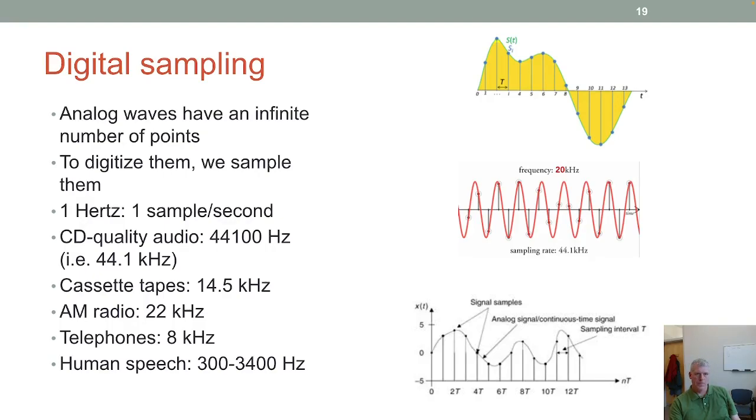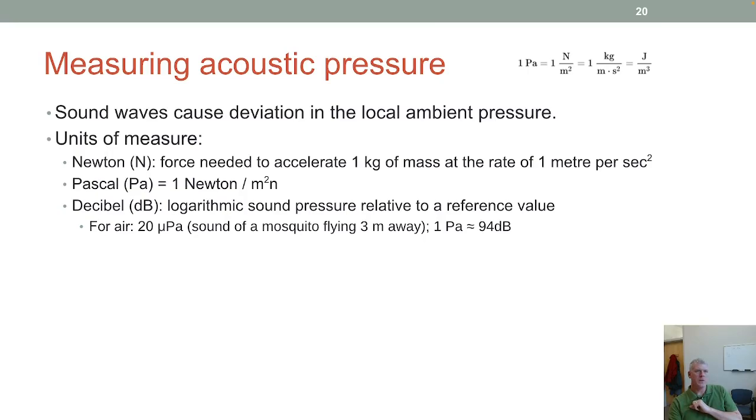Okay, so that's what digital sampling is. It's taking a sample of the sound at a certain number of samples per second. Okay, so we're measuring acoustic pressure, and it's simply the sound waves that cause deviation of local ambient pressure. That's what sound waves are. And there are different units of measurement. A Newton is the force needed to accelerate 1 kilogram of mass at a rate of 1 meter per second squared, right? That's what a Newton is.